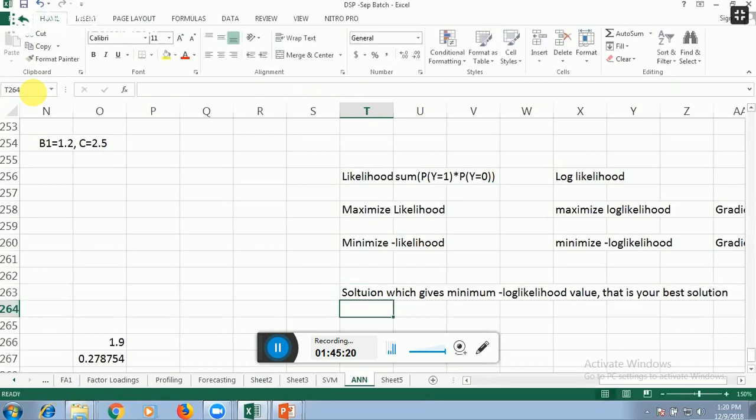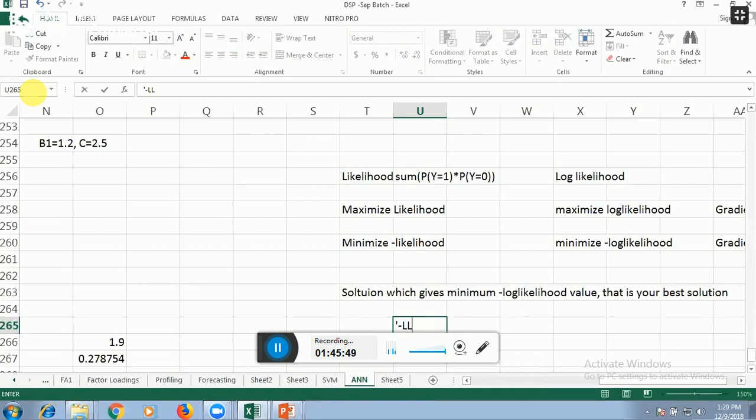So how can you achieve it? Again, indirectly we are using the gradient descent algorithm. There is no difference from the algorithm perspective. The only definition we are changing is that instead of maximizing the likelihood, we are minimizing minus log likelihood. That's the reason we always calculate minus LL. What is minus LL? Log likelihood.